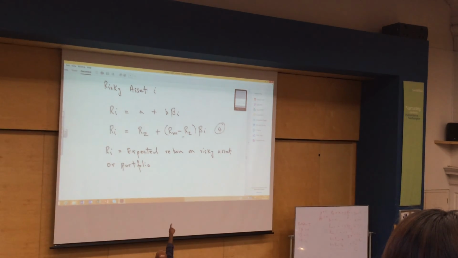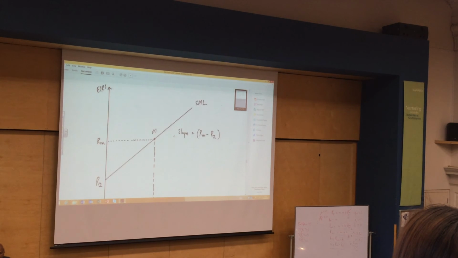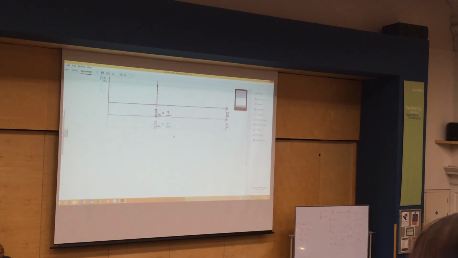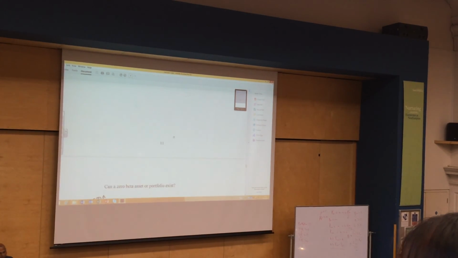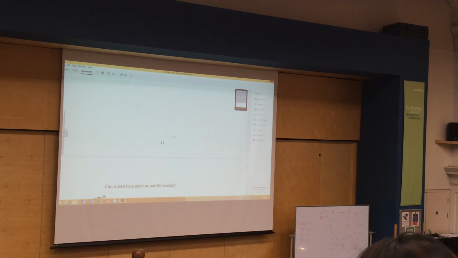And that's the equation for the CAPM without a risk-free asset. It's the zero beta portfolio CAPM and the same graph. And the question, which I asked before, is: does it exist? And we'll answer that on Wednesday.